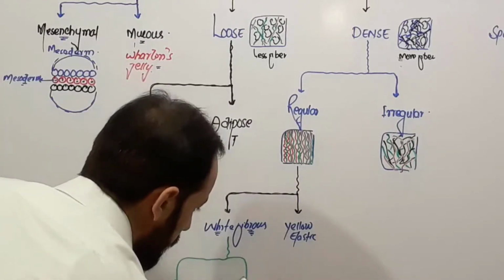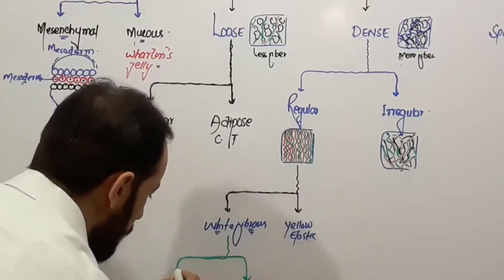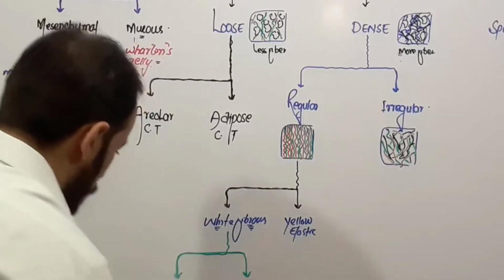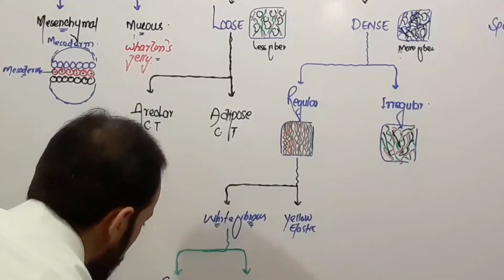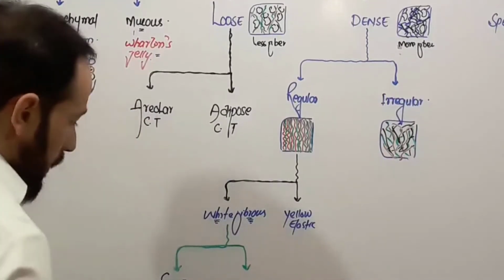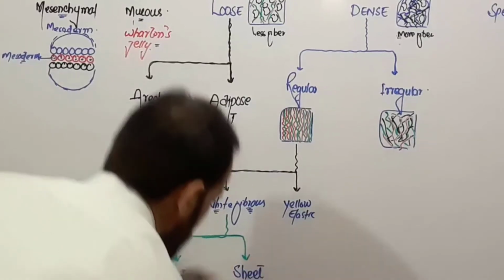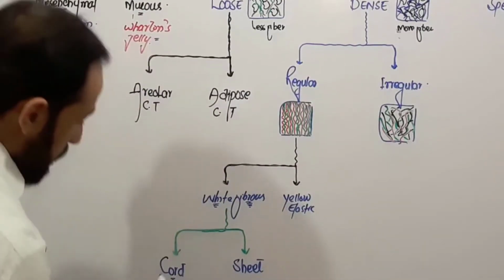White fibrous is divided into how many types? It is divided into two types. Very simply, the first one is the cord shape, cord form, and the other one is sheet form. Sheet form. Now look, let me make a diagram here.